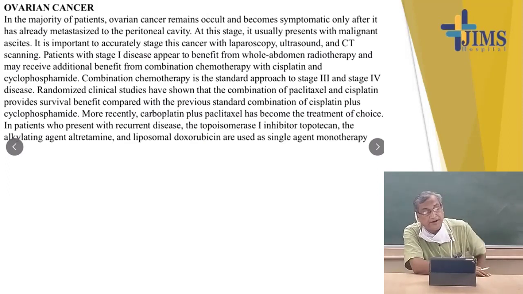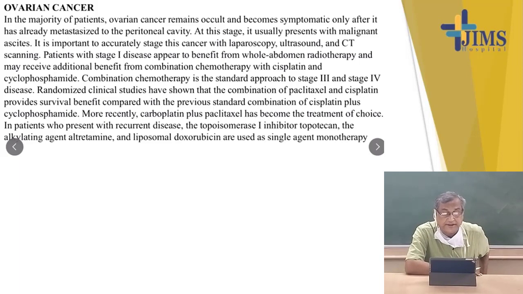Now, a very common cancer in females is ovarian cancer. In the majority of patients, ovarian cancer remains occult and becomes symptomatic only after it has already metastasized to the peritoneal cavity. At this stage, it usually presents with malignant ascites. It is important to accurately stage this cancer with laparoscopy, ultrasound and CT scanning.